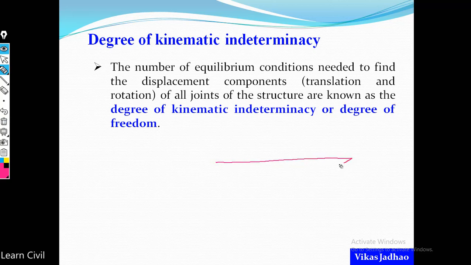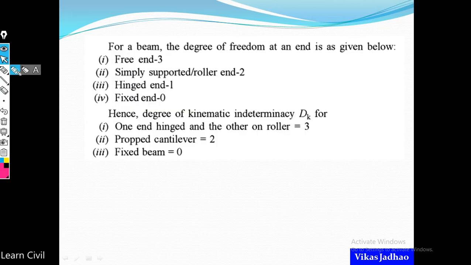The first one is rotation. The joint may bend like this and therefore a rotation like this is possible. Let us consider this is end A. Then another displacement is the translation in the x direction, this is ux, and the translation in the vertical direction, let us consider this is uy. So at a free end we will have a total of 3 displacements, so 3 degrees of kinematic indeterminacy.